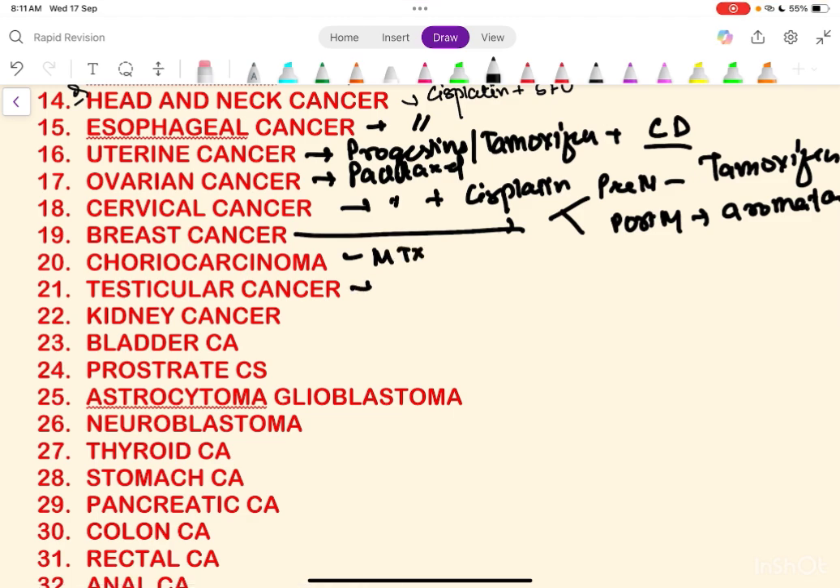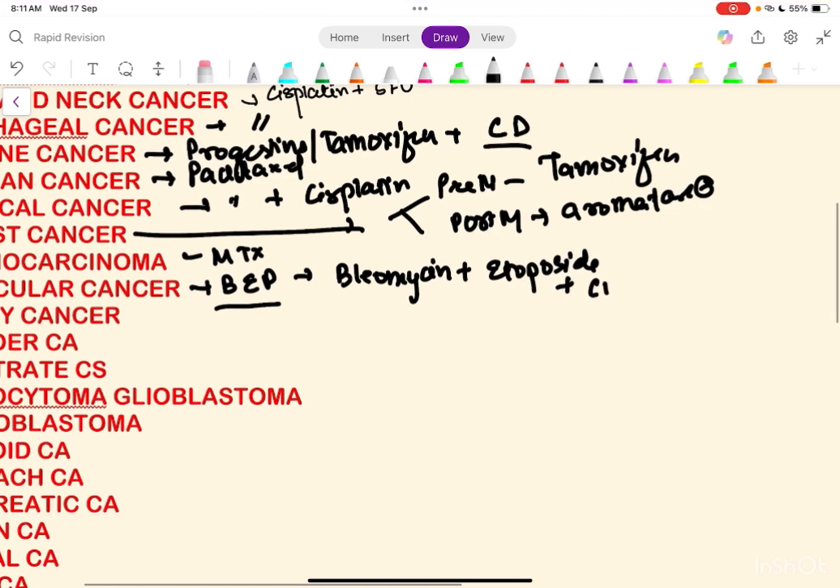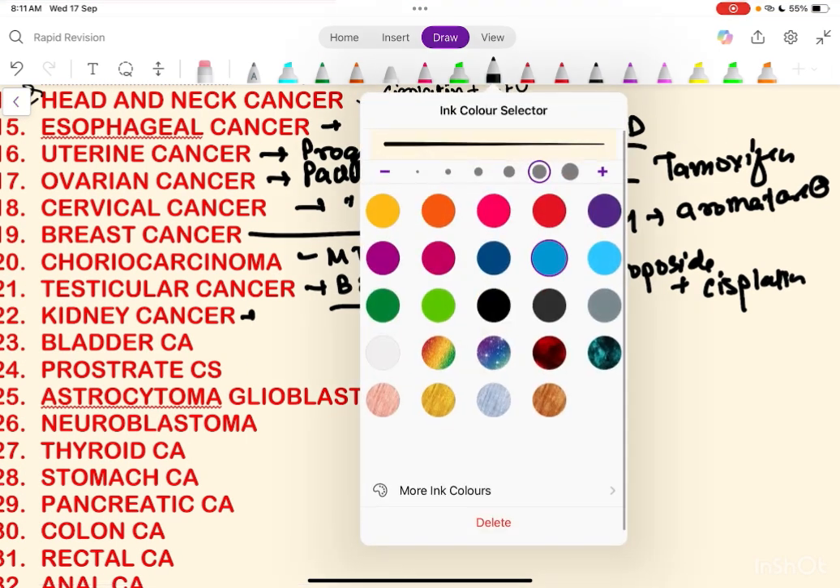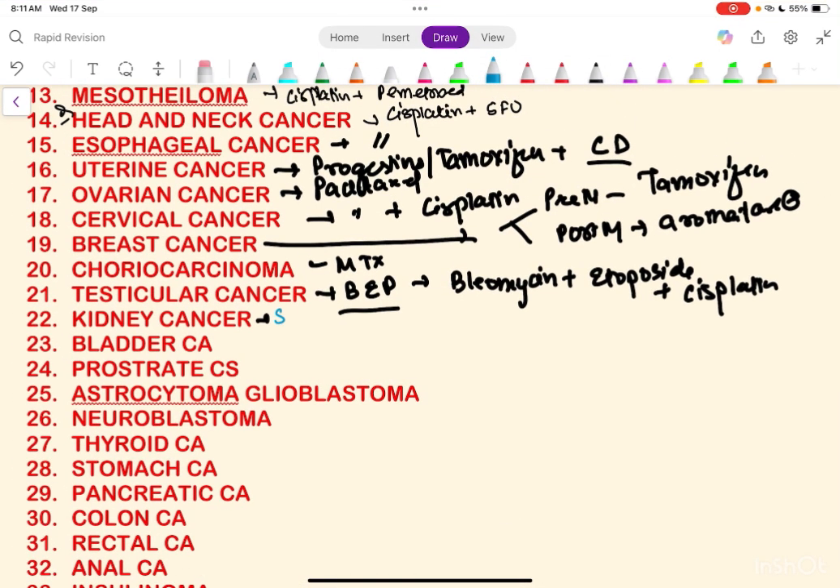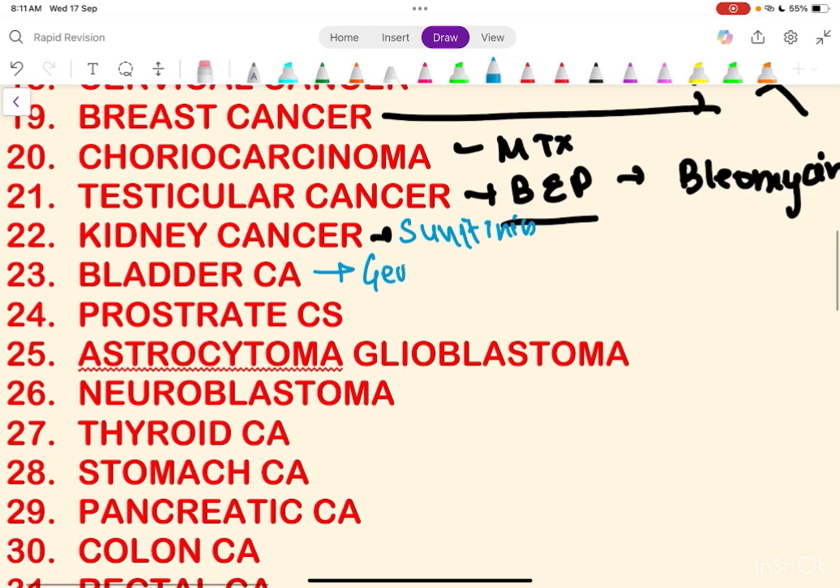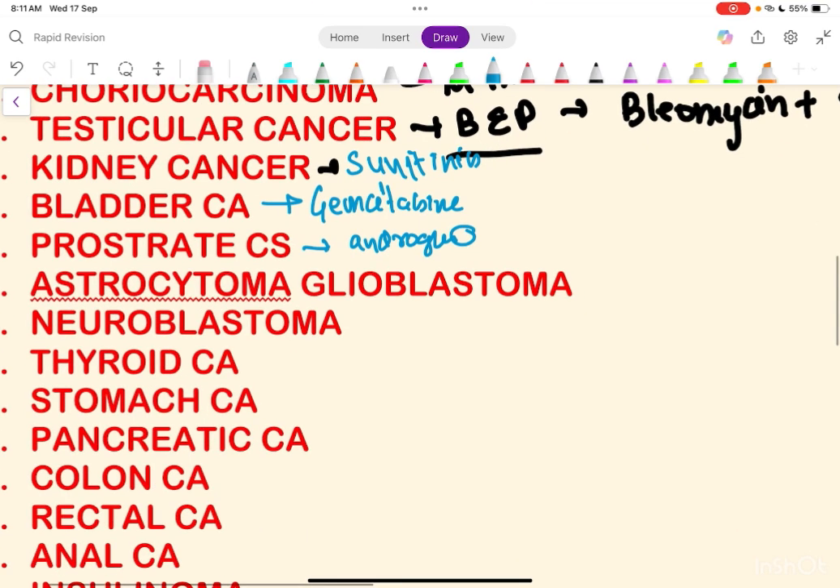In testicular cancer, BEP. Now what is BEP? It is bleomycin plus etoposide plus platinum compound, that is cisplatin. Okay, then this also is asked, so in renal cancer we have sunitinib. Okay, then in bladder cancer you have to remember gemcitabine. Prostate, basically you will give androgen inhibitors. Then astrocytoma. Now here you have to remember temozolomide.